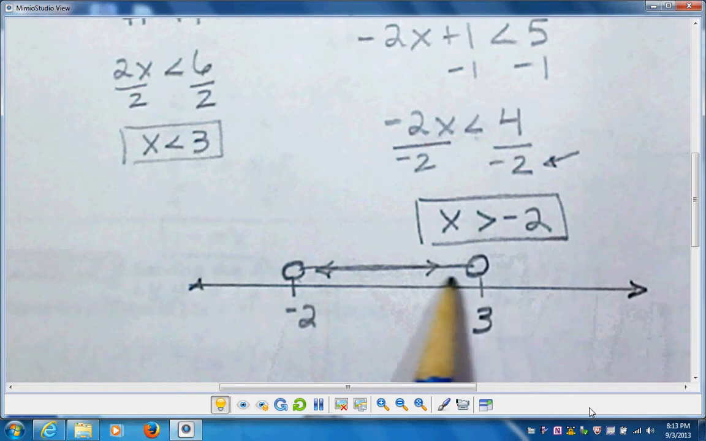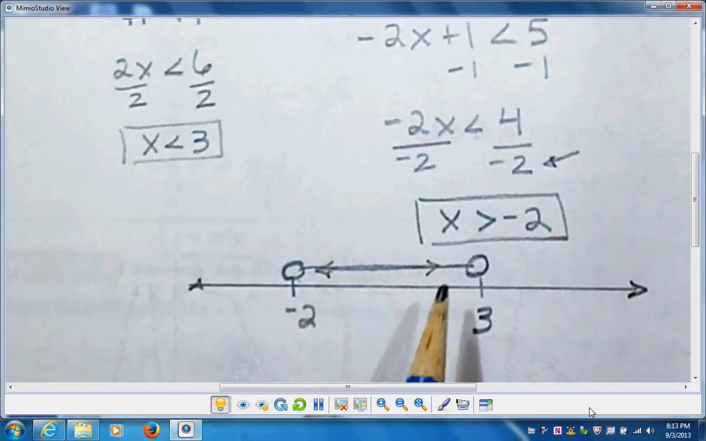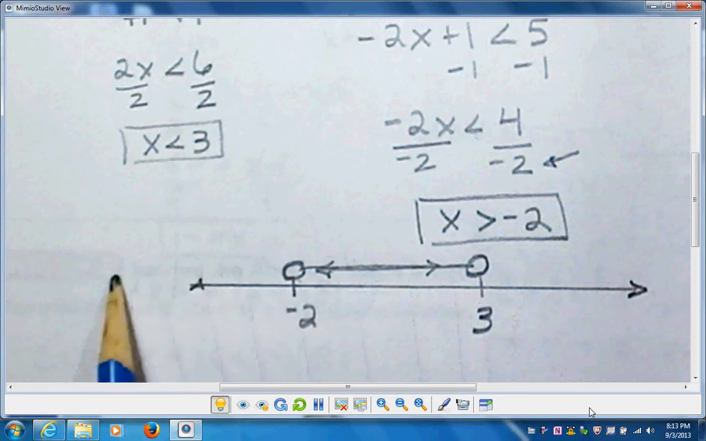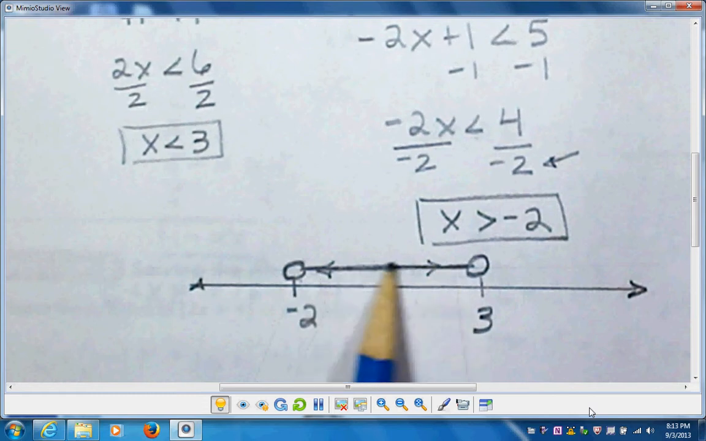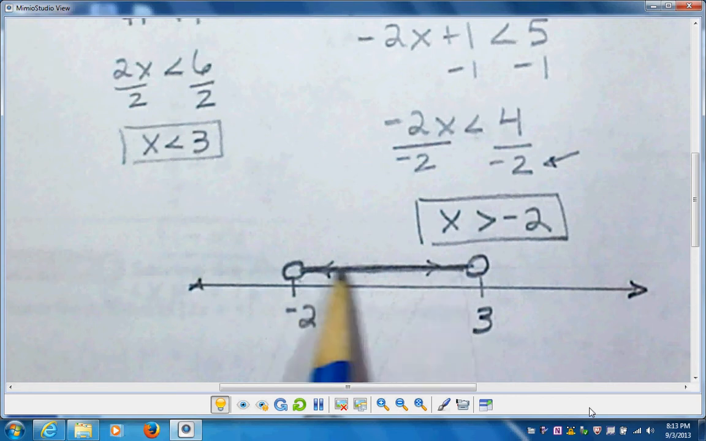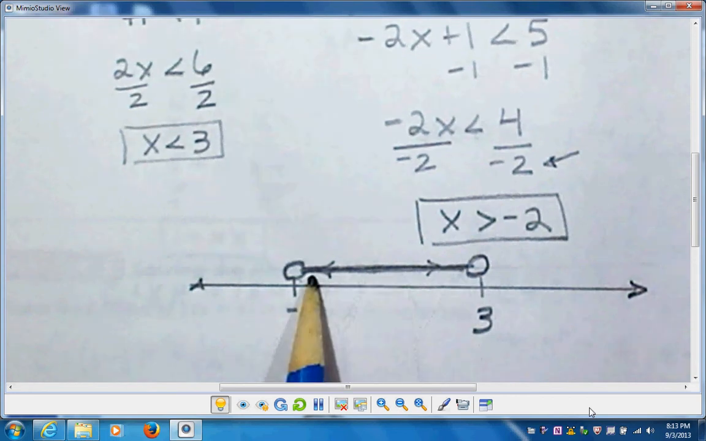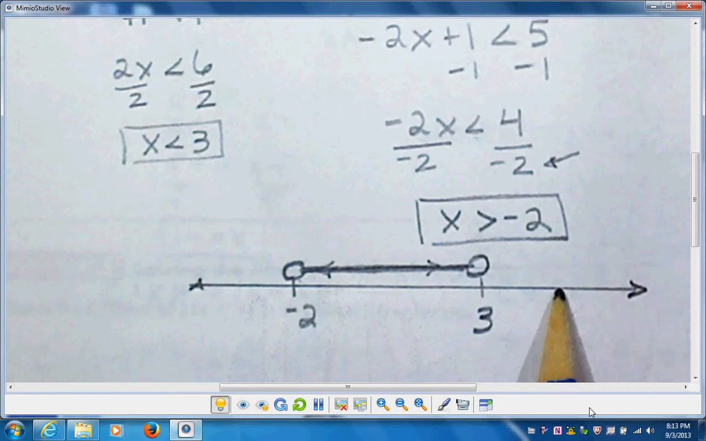Now remember, lines can go forever, correct? So I'm wondering, does that mean this line goes forever this way and this line goes forever this way? What does that mean? Or have I in fact graphed it? So we're going to check our answer. We'll pick a number within this interval to see if it's true, and we'll double check by testing something that should not be true on the outside as well.